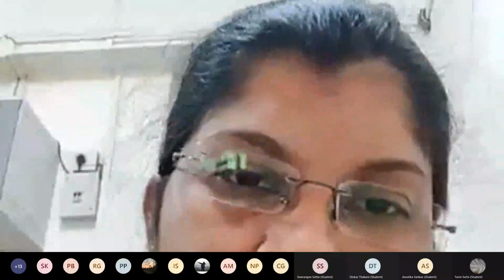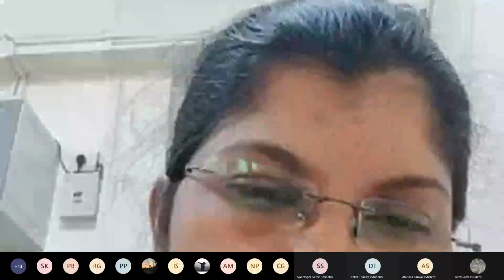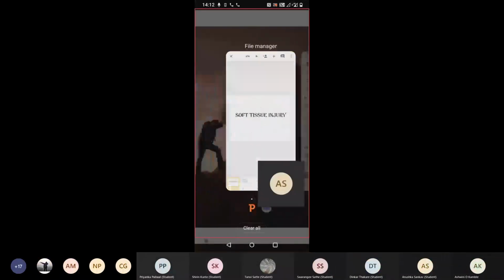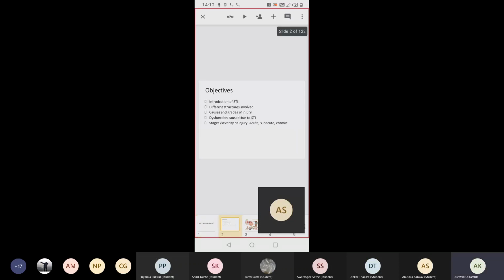I will just share the slide. So what we will be seeing, we will be seeing different structures that come under soft tissue injury. Then what are the causes? What are the grades of injury? Then what are the clinical manifestations? What are the dysfunctions which occur due to soft tissue injury? And what are the different stages of healing? Okay, acute stage, subacute stage, and chronic stage.